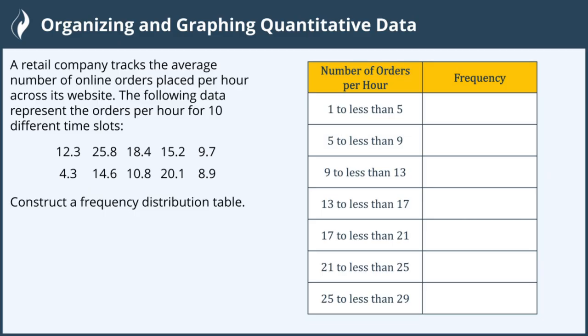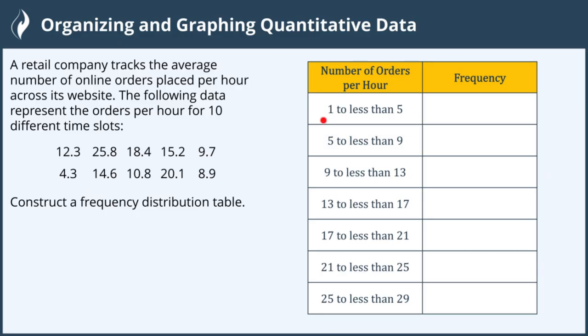Now here, the intervals have already been created for us, so we don't need to create them. However, we need to pay attention to what the intervals are providing us so that we place these observations into the correct interval. So let's take a look at these intervals. The first one says 1 to less than 5. That means we're starting at 1 hour and including all hours up to, but not exactly 5.